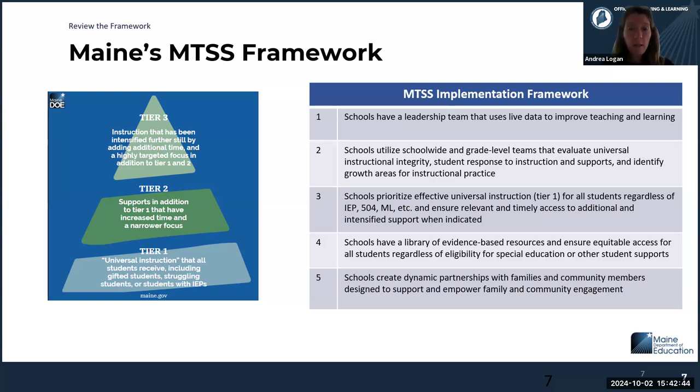Number four may seem self-explanatory, but is probably one of the hardest to achieve when working towards implementation of MTSS frameworks in schools. And that is that schools have a library of evidence-based resources and that they ensure equitable access for all students, regardless of eligibility for special education or other student supports. So what do I mean by having a library of evidence-based resources that is equitable access for all students?